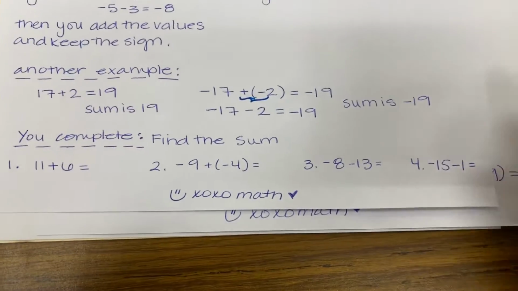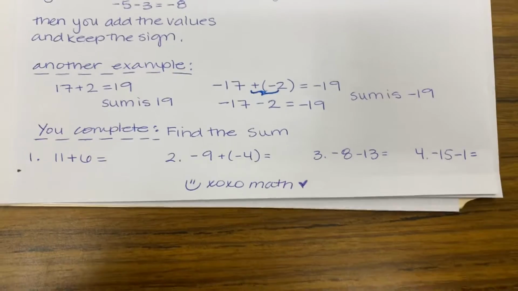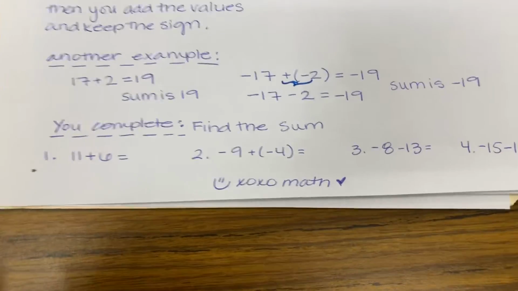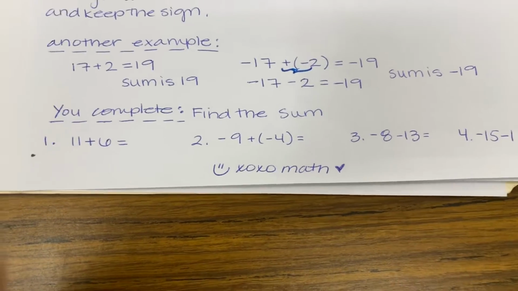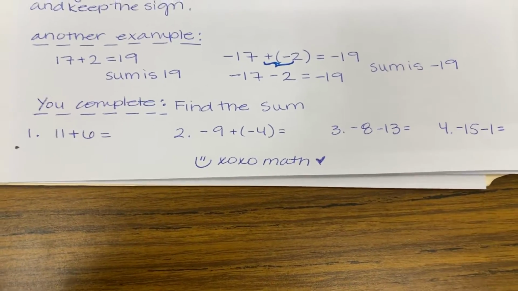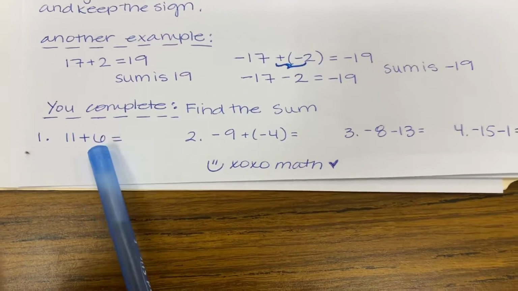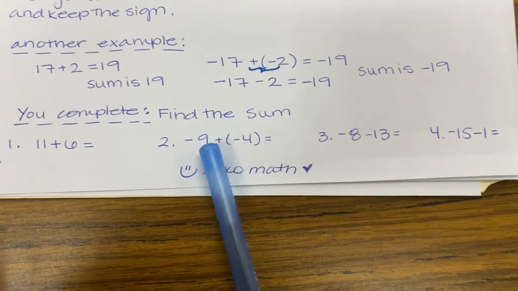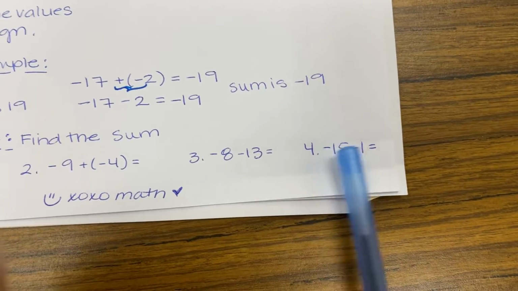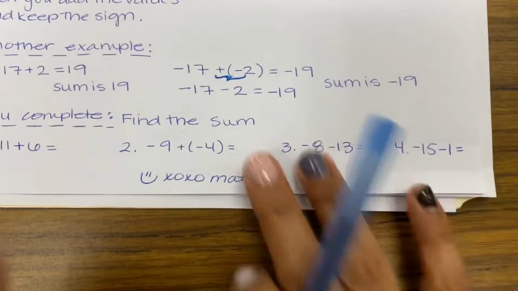Okay, so then there's just 4 problems that you're going to do per operation. Since there are 4 operations, of 4 problems each, that's 16. So you're going to have a total of 16 problems in this assignment. Okay, so you are going to complete, find the sum of 11 plus 6, negative 2 plus negative 4, negative 8 minus 13, and negative 15 minus 1. So you're going to give me these answers, okay? All right, now really quick, the calculator.